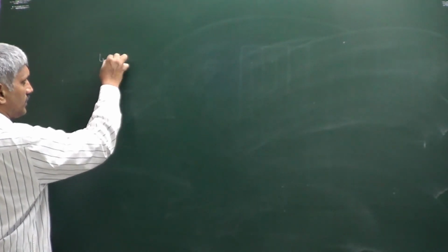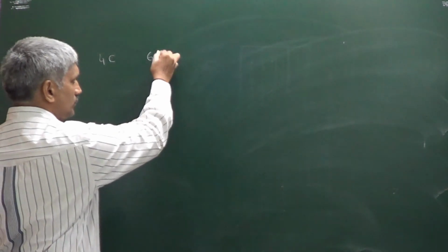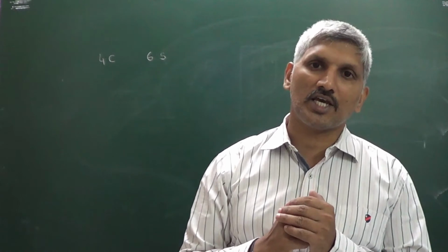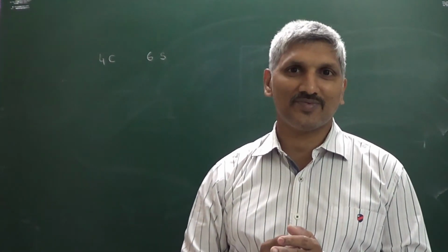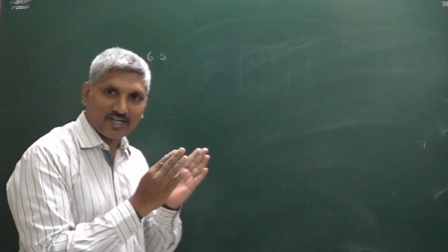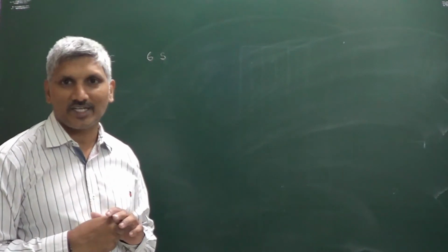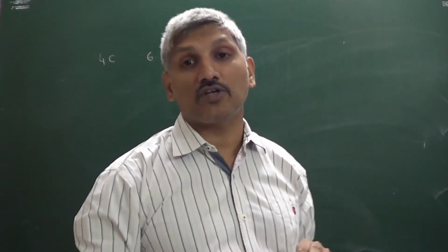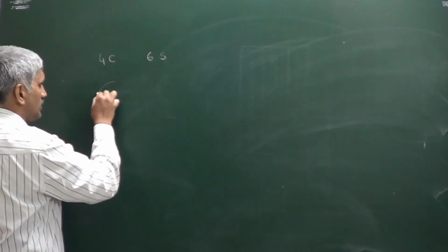If you subtract, that is the answer. Next problem: 4 circles and 6 straight lines are there. He is asking for the maximum number of points of intersection, such that the lines are not concurrent, and the circles are not concentric. Total 4 circles and 6 straight lines. We have to find the maximum number of points of intersection. We have to think in this way.